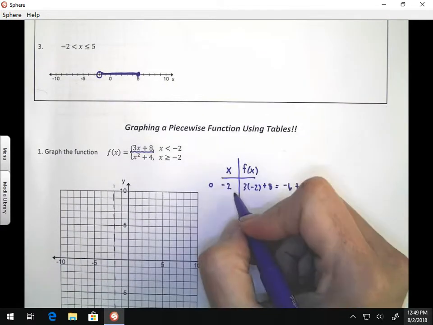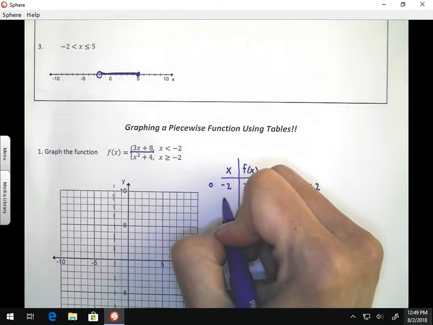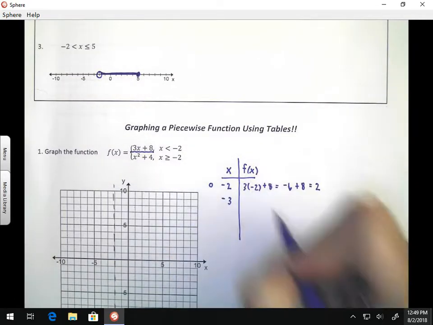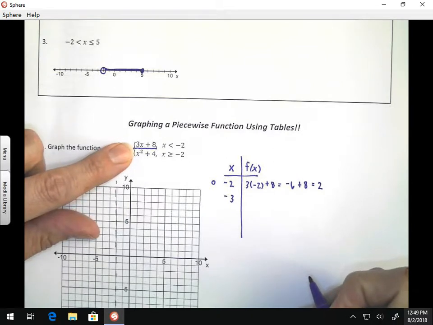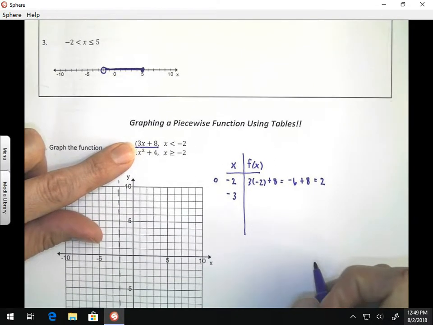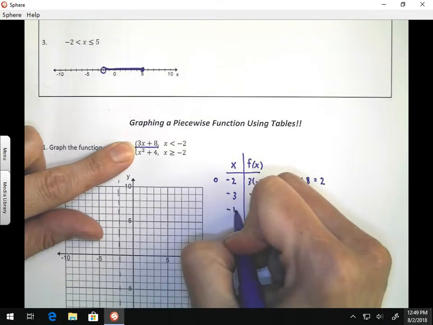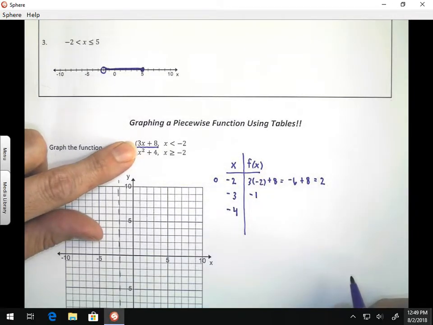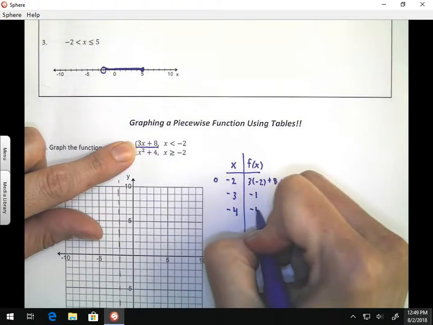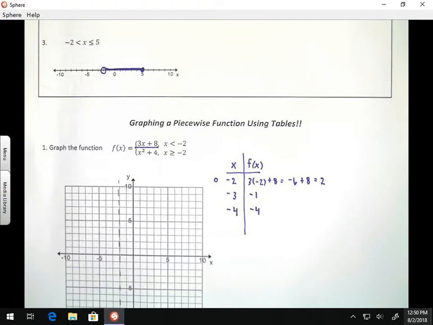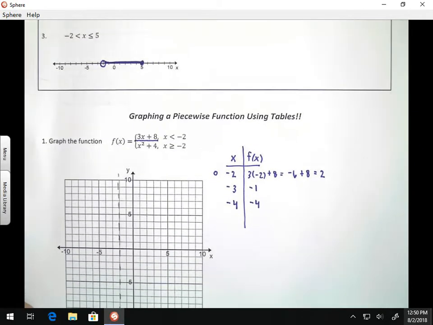Now, less than negative 2, I'm going to do a negative 3. So 3 times negative 3 is negative 9, plus 8 gives me negative 1. I'll do one more, negative 4. So 3 times negative 4 is negative 12, plus 8 gives me negative 4. So now I've got 3 points, and that'll help me draw out that piece.